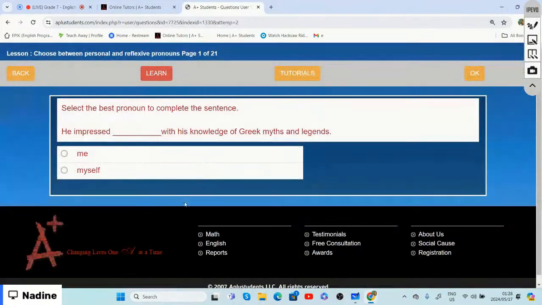All right, so now we're going to our test. And we are going to choose between either a personal or reflexive pronoun. So select the best pronoun to complete the sentence, either a reflexive pronoun or a personal pronoun. It says, he impressed. Do we say he impressed me or he impressed myself with his knowledge of Greek myths and legends? What is the correct answer? Me or myself?